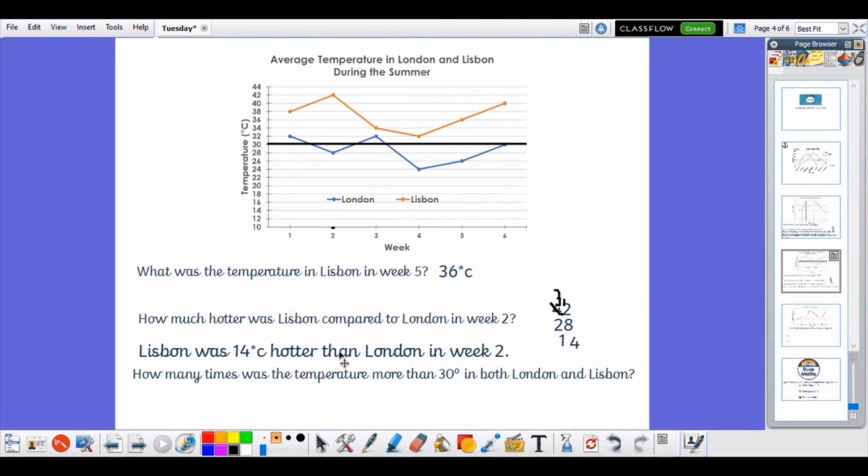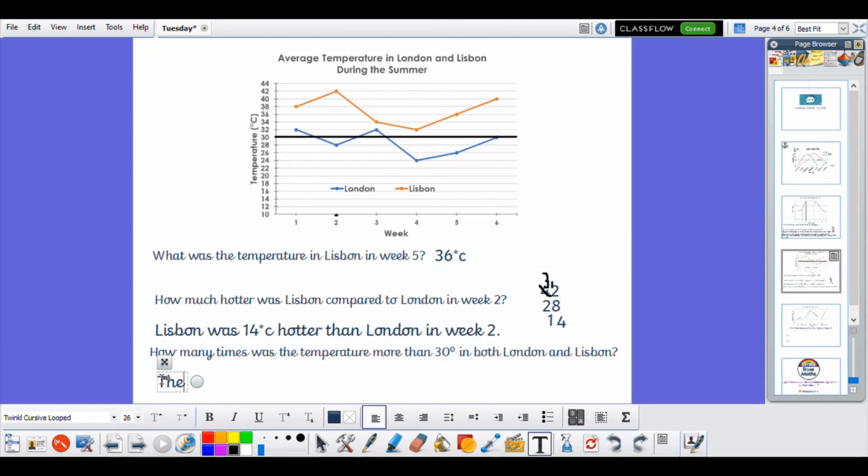So I can see that every week in Lisbon, it was more than 30 degrees. I've got 6 weeks, so I know that that's 6. And then let's look at London. So I've got 1 for London, 2 for London, 3 for London. So I've got 6 for Lisbon, 3 for London, which gives me 9. So the temperature was above 30 degrees Celsius 9 times in Lisbon and London. Okay?